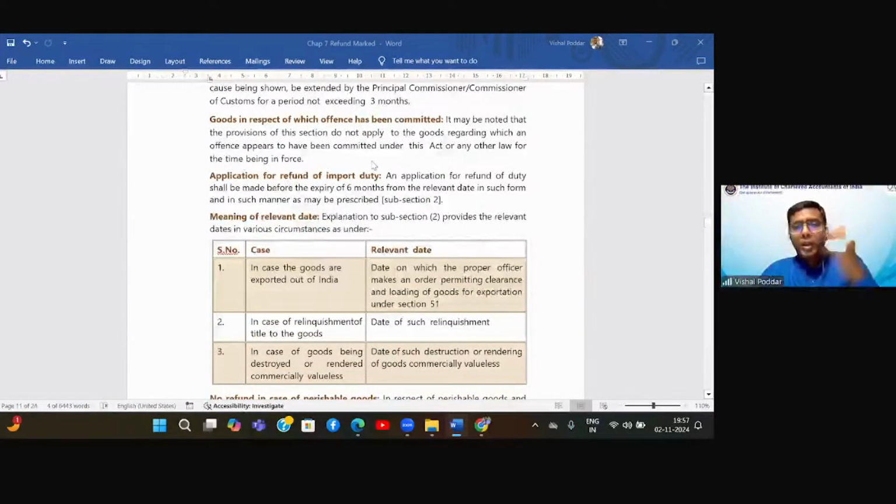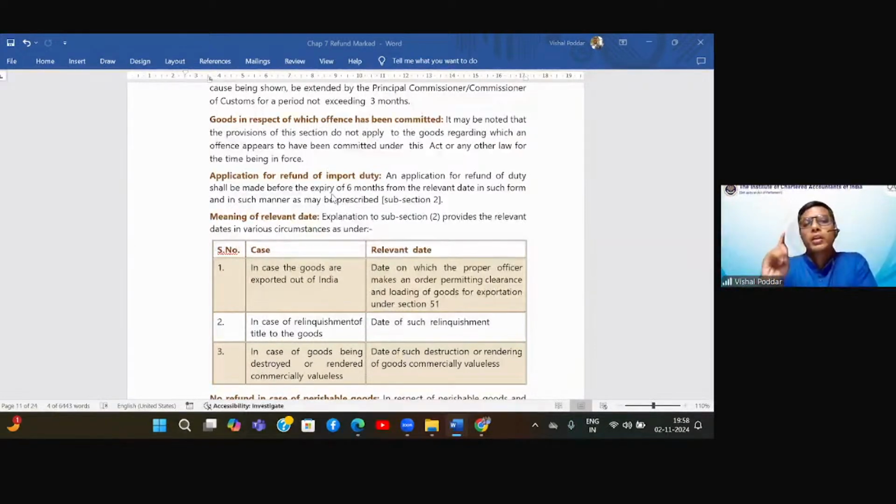Application for refund. An application for refund shall be made before the expiry of 6 months from the relevant date in such form as may be provided. So in this particular case, where you are rejecting the goods, you are claiming that the goods are unfit or not as per your specification and hence you want refund. Here, the time limit for making application is not 1 year. So 1 year, which we studied in section 27, is general. This is a specific case which we are studying in 26A, that is rejection of goods because they are not matching your specifications or standards.